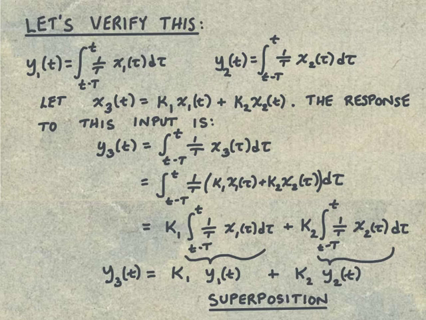So y3 is equal to k1 times the integral from t minus capital T to t of 1 over T x1 of tau d tau, plus k2 times the integral from t minus capital T to t of 1 over T x2 of tau d tau. Those two integrals are y1 and y2, and so we find y3 is equal to k1 times y1 plus k2 times y2, and this again is the property of superposition.